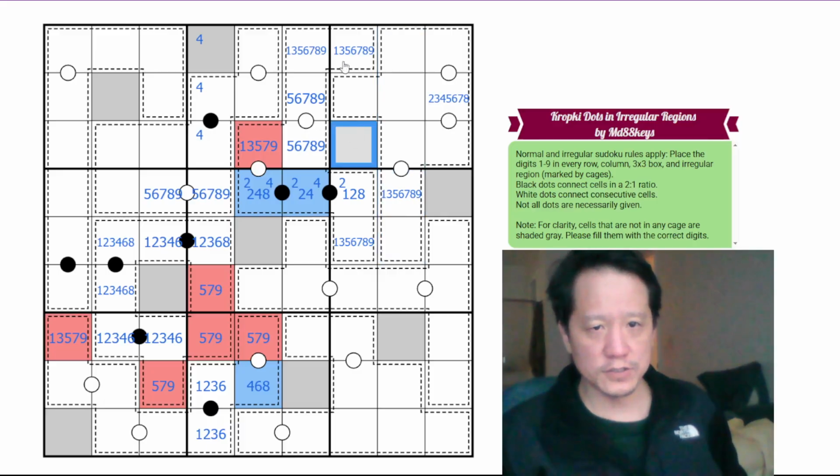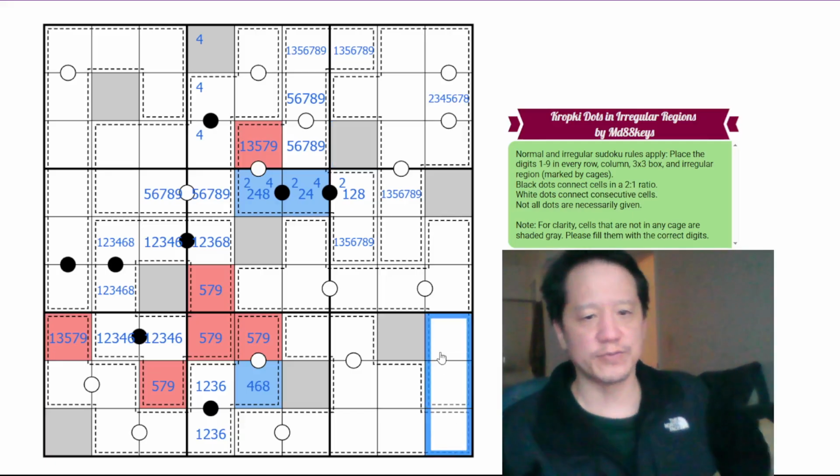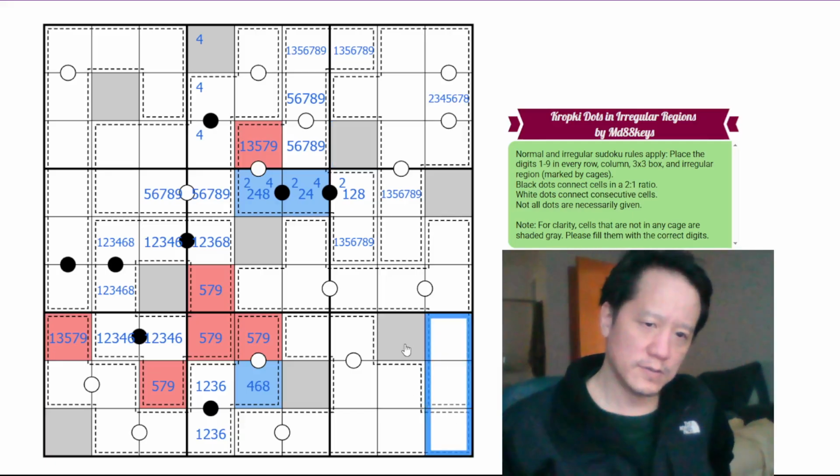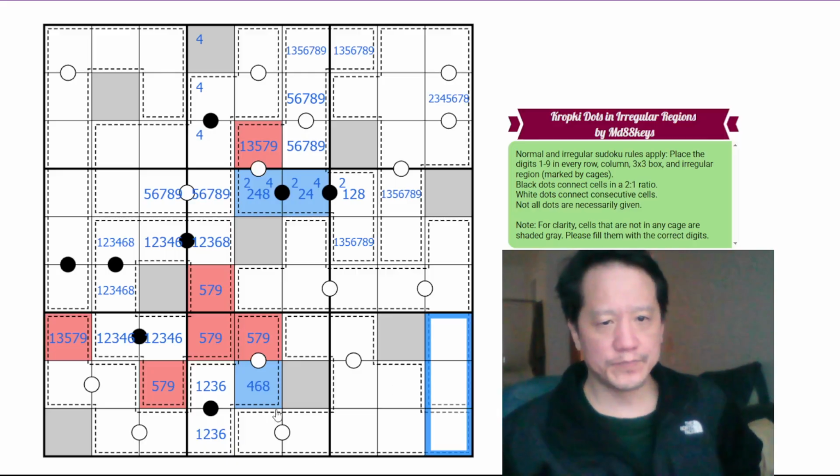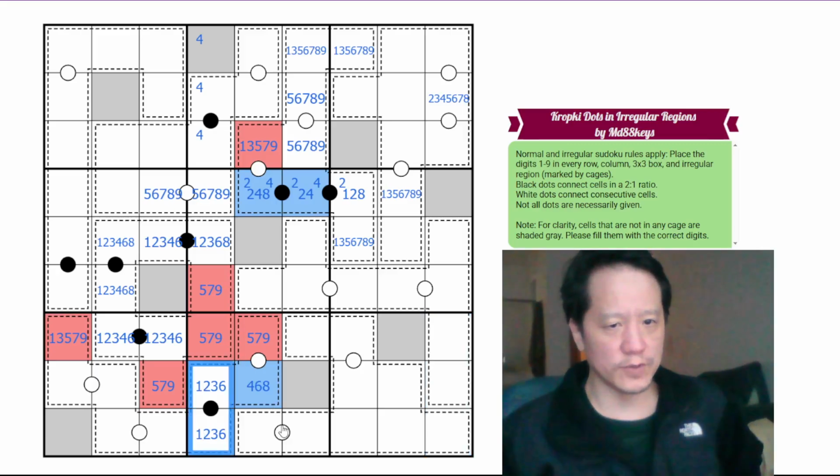These 2 digits are the same as these. So they also have to be 2 out of the 3 digits here. This is 1 odd, 1 even. This is 1 odd, 1 even. So we have 4 odds and 3 evens in box 8, so this must be an odd and an even.